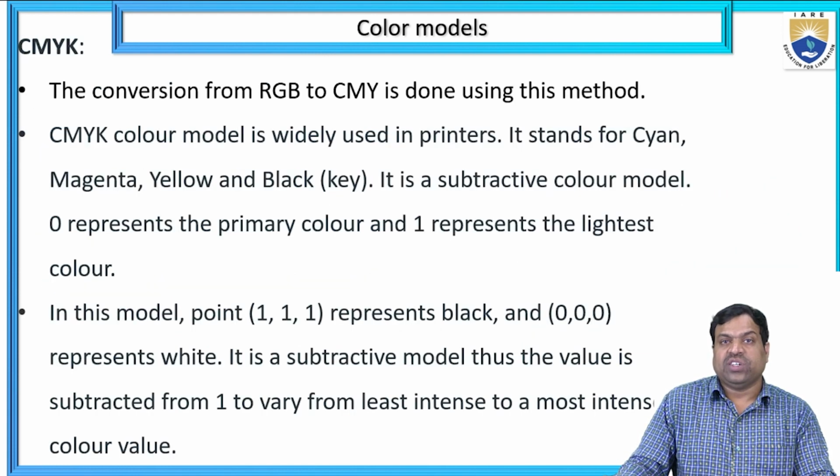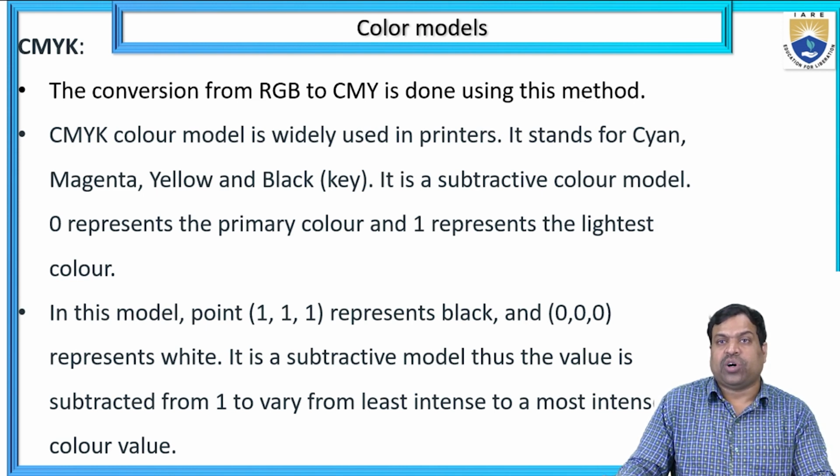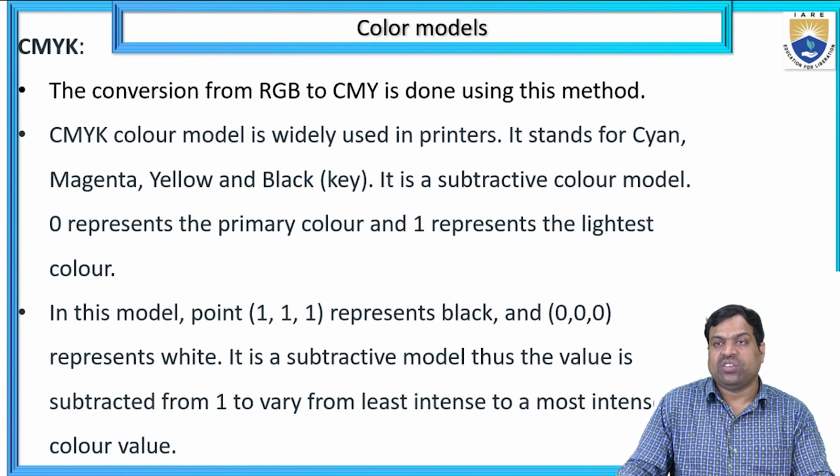So the second one is CMYK. It is one of the color models. CMYK, the conversion from RGB to CMY is done using this method. The CMYK color model is widely used in printers. It stands for cyan, magenta, yellow and black. It is a subtractive color model. 0 represents the primary color and 1 represents the lightest color.